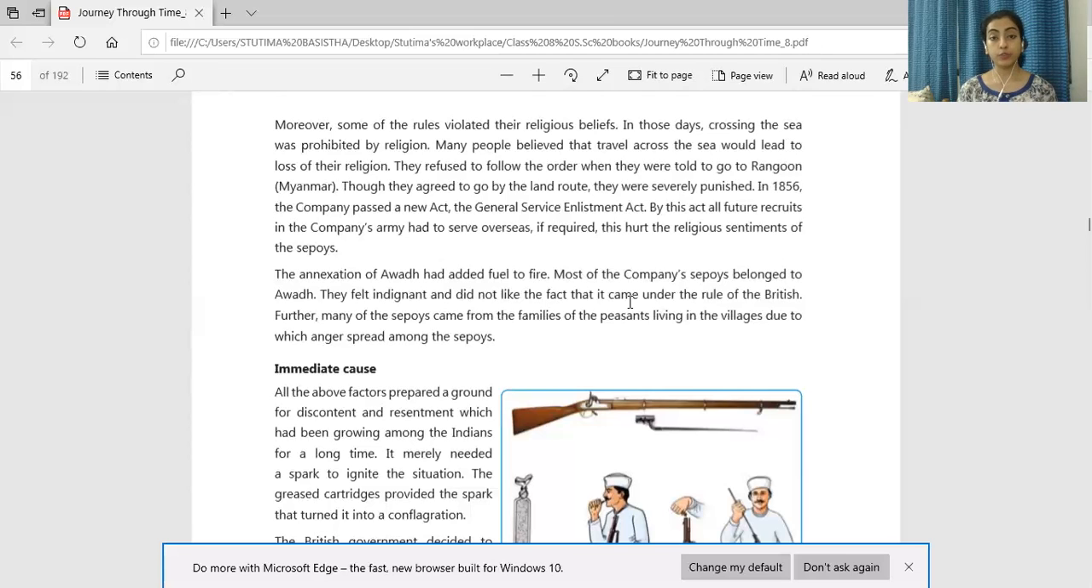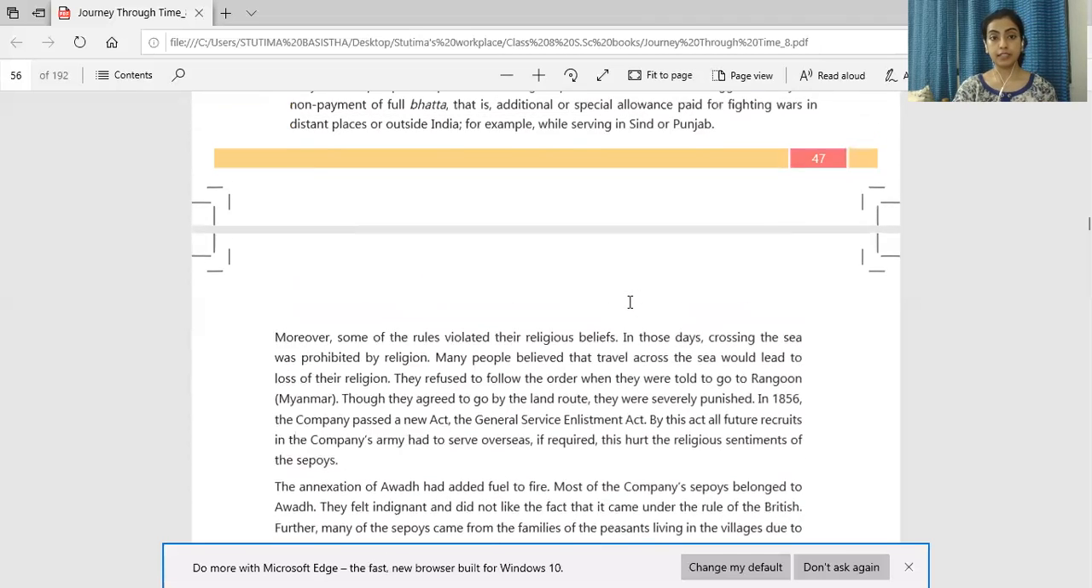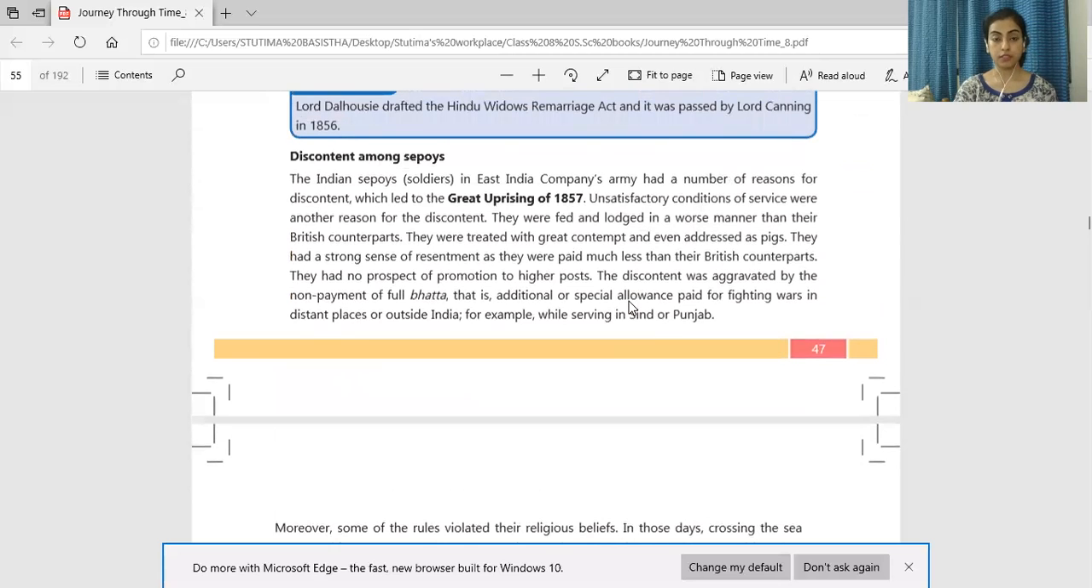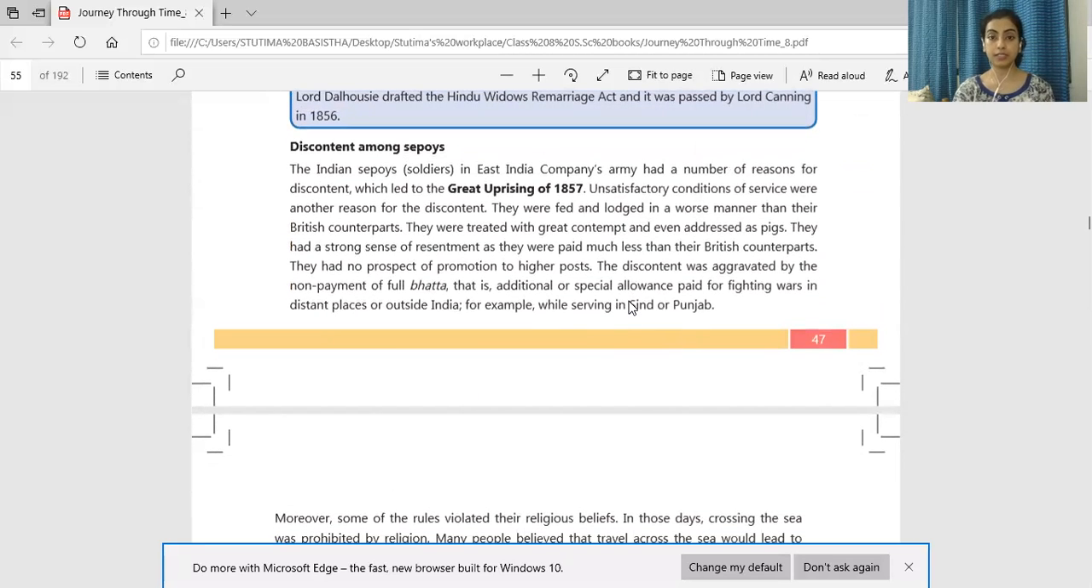So we remember that Lord Dalhousie annexed Awadh, right? And most of the Indian sepoys belonged to Awadh, and they felt insulted and inferior when their Nawab was overthrown. They were not at all happy that Awadh came under the control of the British, and all these reasons actually led to the discontentment among the sepoys.